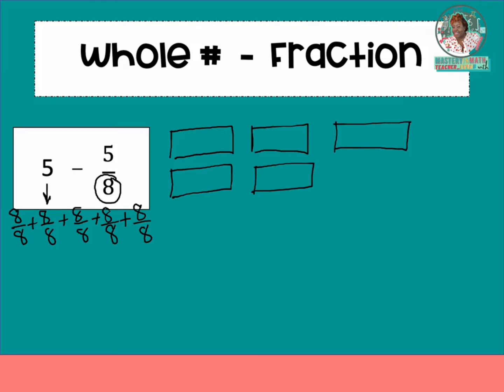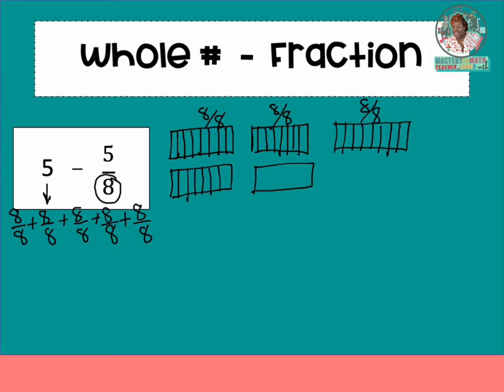I already know what my part is. My part is 5/8, and my denominator is telling me how many equal parts I need. So guess what? I can break each of these up into 8 parts. And when you do that, you will see that, look at that, your whole is 8/8 in each of them. So that's why we have that. We don't just make up numbers and call it random stuff. Everything that we do in math has a meaning behind it.